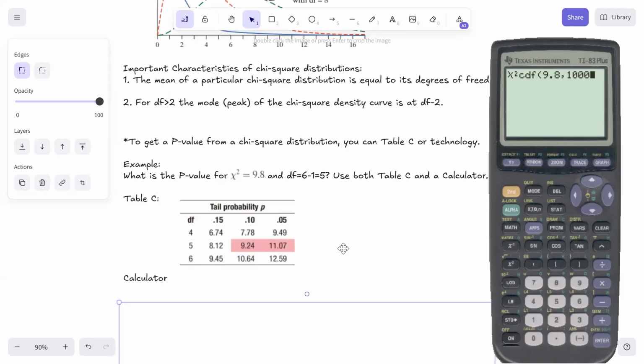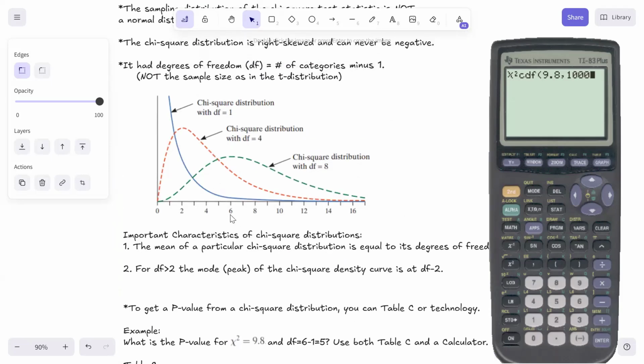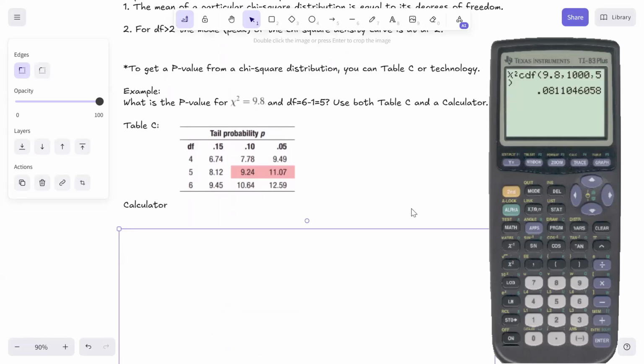If you remember from the distribution up here, wherever your chi-squared value is, 2, 4, 6, 8, 10, 12, whatever. Ours was 9.8, right about here. We're looking for the probability of getting that result or larger all the time. It's always going to be a right-sided or a right-tailed distribution. So you should be good always doing the chi-square, comma, 1,000, comma, degrees of freedom. Okay. And then you hit enter. And then we see we got a p-value of 0.0811, which is between what we got from Table C, which remember we said it was going to be between 0.05 and 0.1.